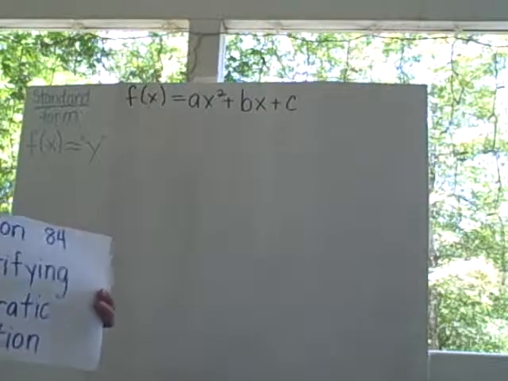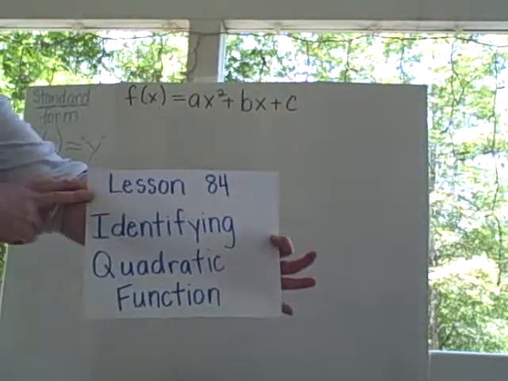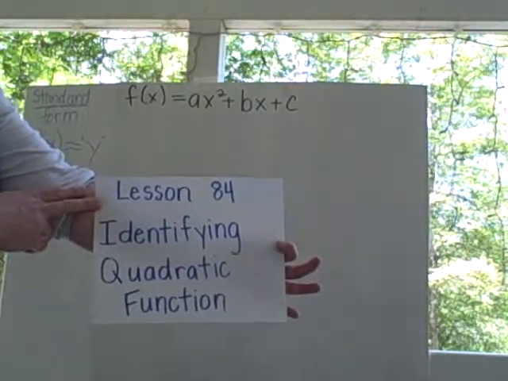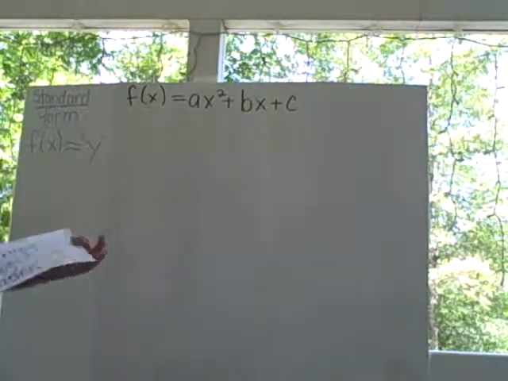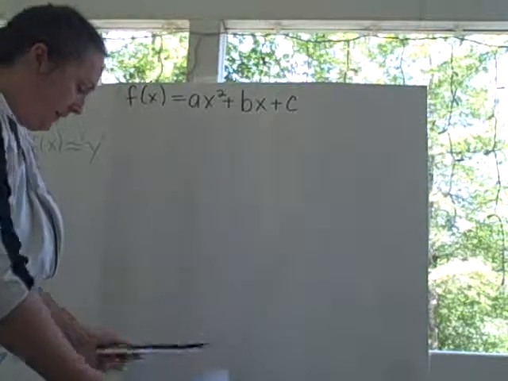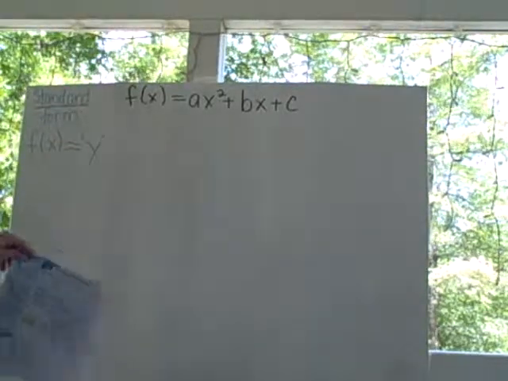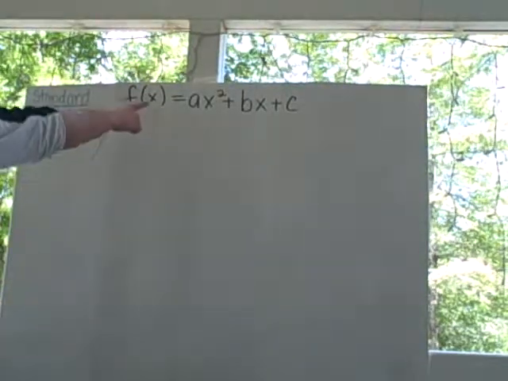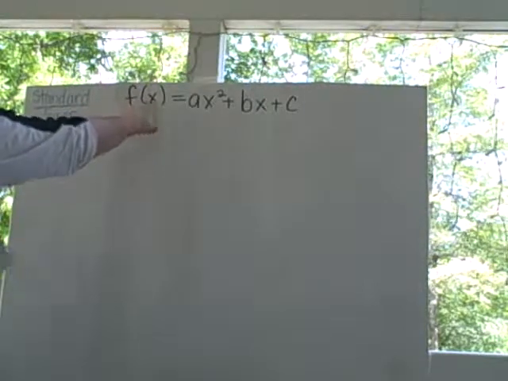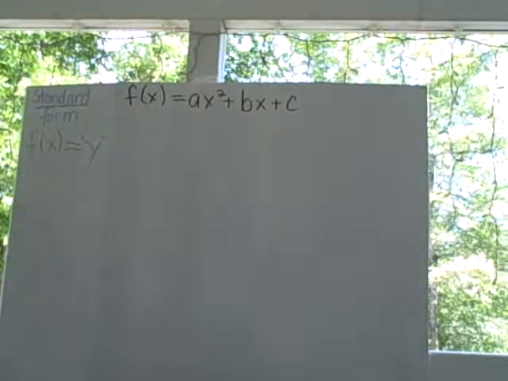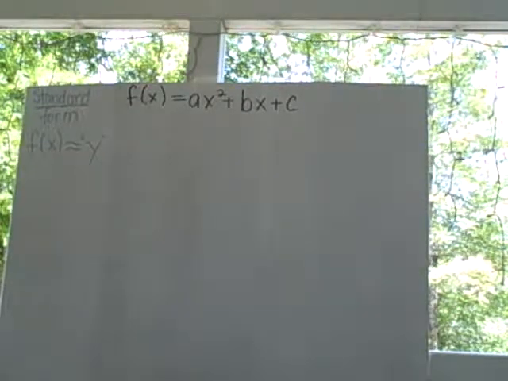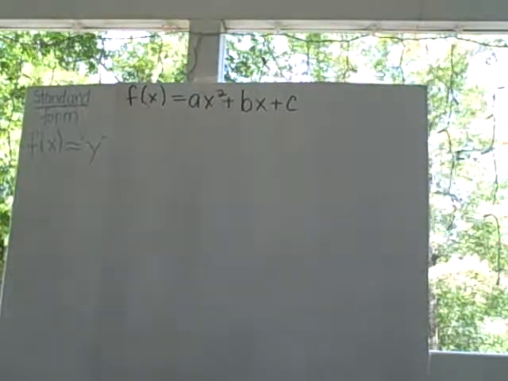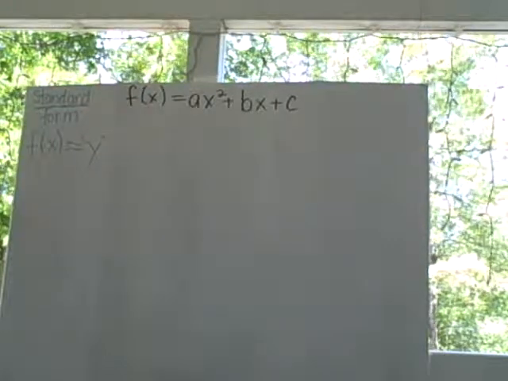Lesson 84, identifying quadratic functions. What is a quadratic function? And what is a function, period? Remember, when we are dealing with this right here, f of x, this is called function notation. This f of x can also be seen as just a plain old y. But when we're talking about function notation, that's where you see that f of x.